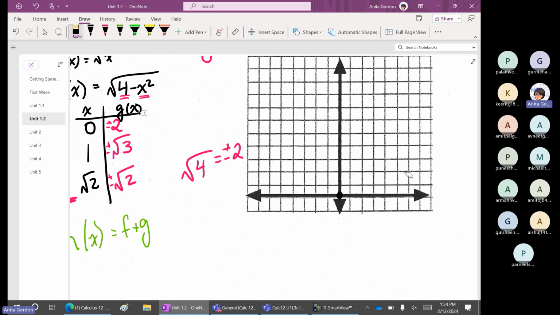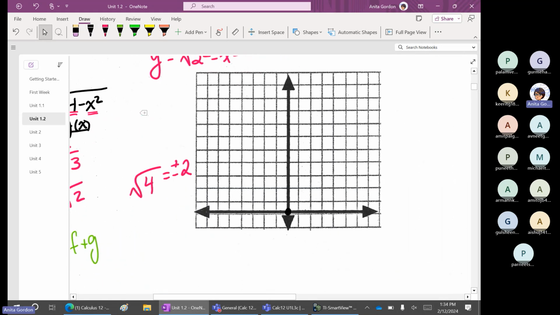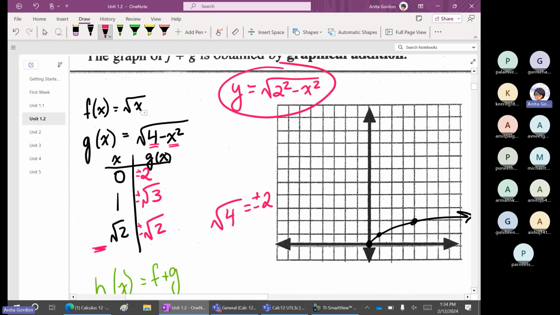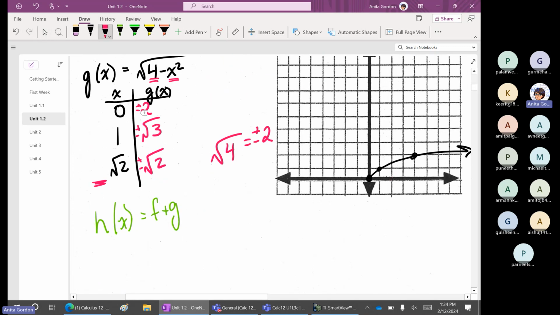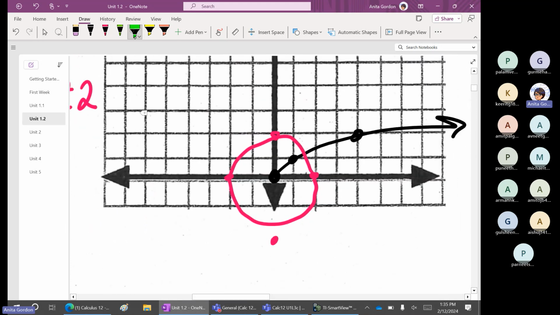Okay, let me restart. So the black function is our f. 1, 1, 4, 2. Here it is, yeah? The red function is our g. Essentially, it's a circle with radius 2. Something like this, yeah? Where do they overlap on the graph? They overlap between 0 and 2. So my h function is between 0 and 2.